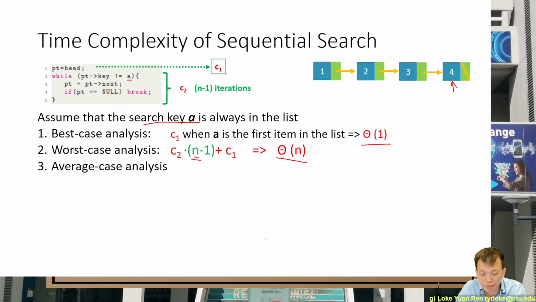And what is the average case? That means it can be the first one, the third one, the fourth one, it can be any.